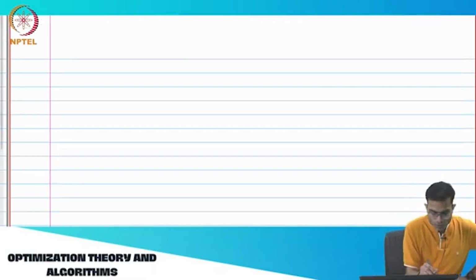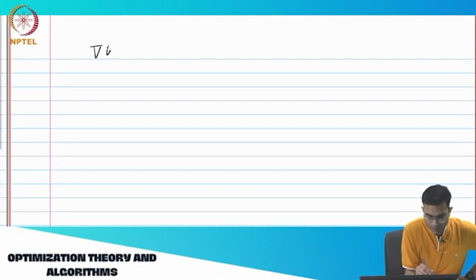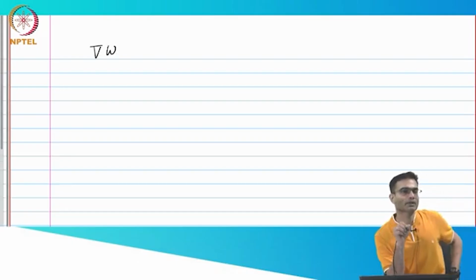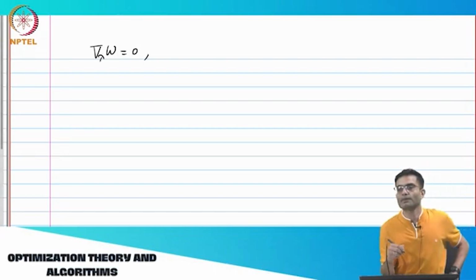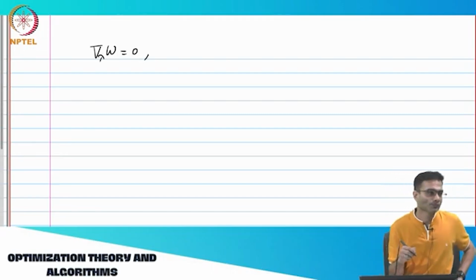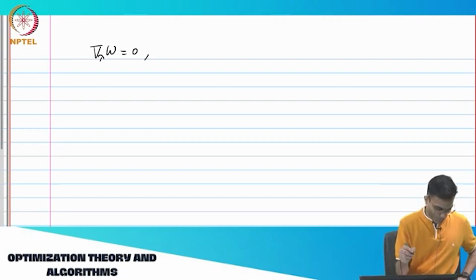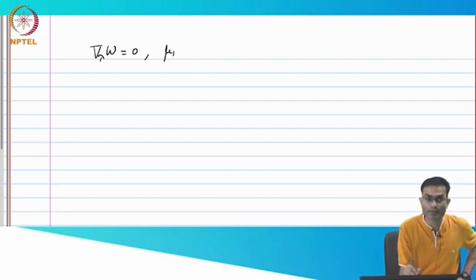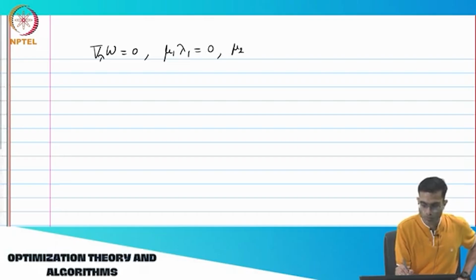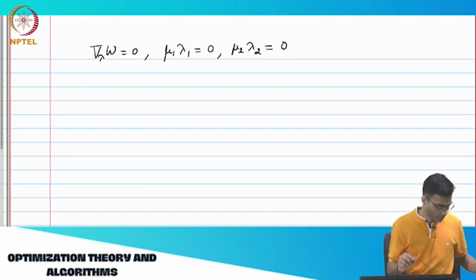Okay. So KKT will tell me what this Lagrangian, with respect to what variable will I minimize? Lambda, right? So the gradient should be equal to 0. What do the complementarity conditions tell me? Mu 1, which is the Lagrange multiplier, multiplied by the constraint. What is the constraint? Lambda 1. So mu 1 lambda 1 should be equal to 0. Mu 2 into lambda 2 should be equal to 0.